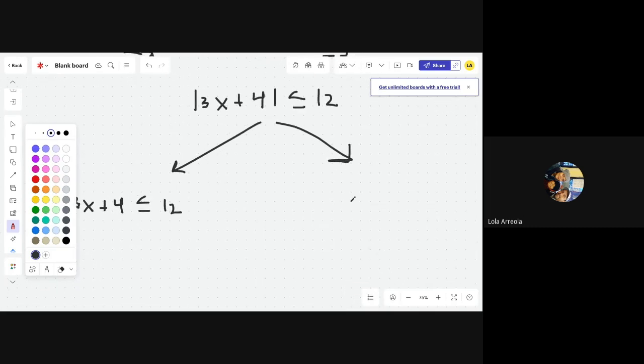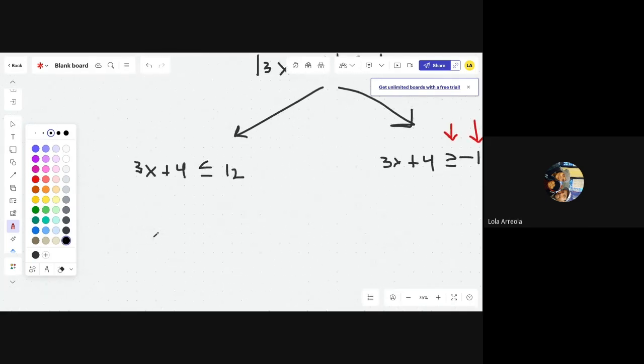And then the other problem is, again, 3x plus 4 without the absolute value signs. But now I flip the sign, and I make this number negative, or the opposite. So if it's plus 12, that means minus 12. These are the two things that change. Again, this divides into two problems. Flip the sign, make this negative.